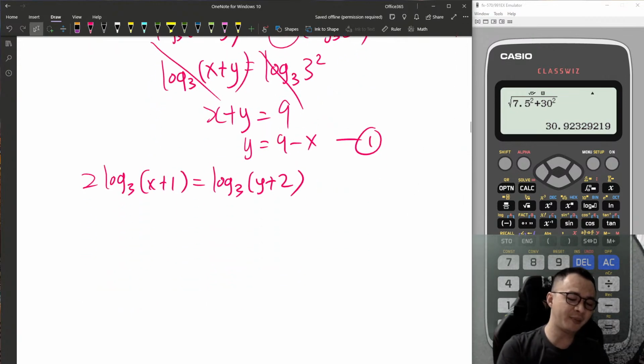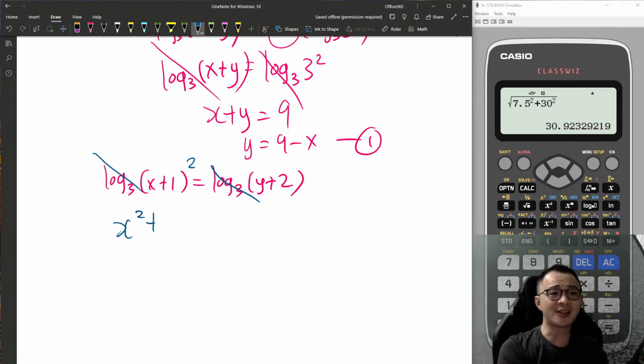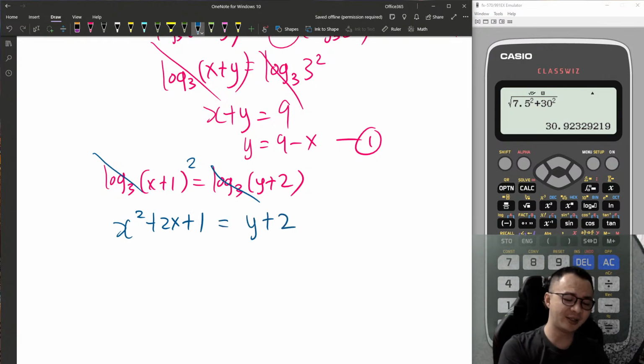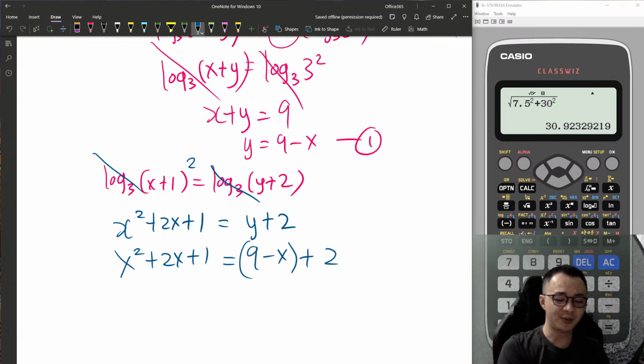Okay, log rule tell me the number in front I can throw up, become power, multiply here. Both sides have log 3, I cut. Then, yeah, I got it. This is x squared plus 2x plus 1. This is y plus 2. And I just got my y above. What is my y? My y is 9 minus x, plus 2.